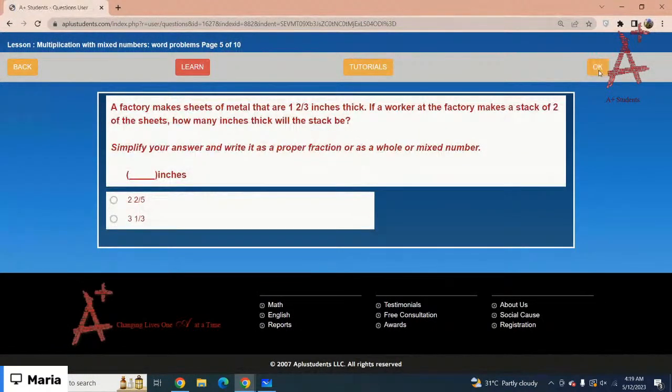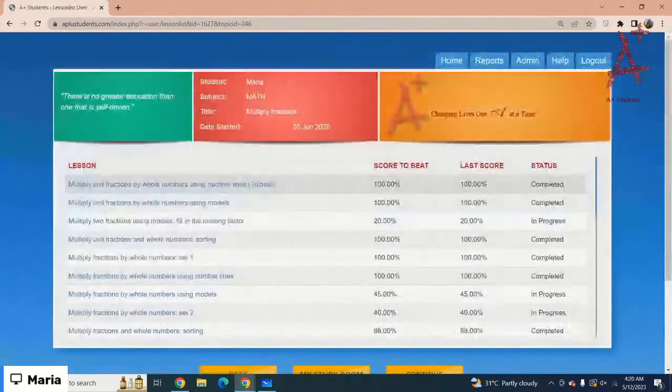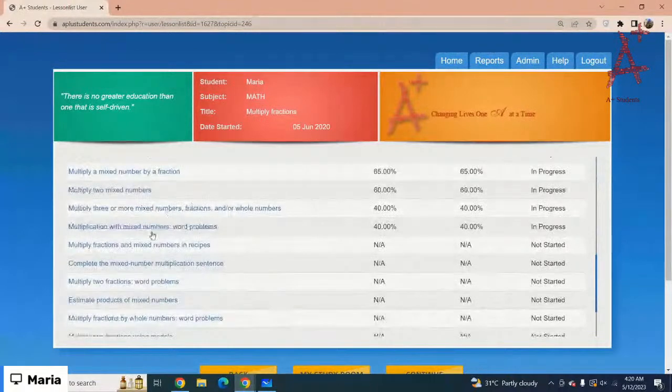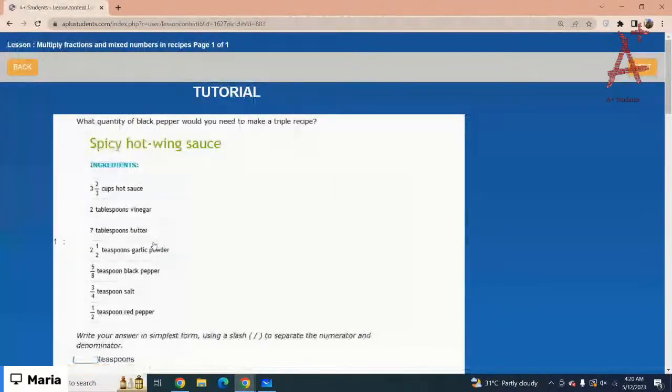Okay, you can complete that test by yourself later today. Let me just move on to the next lesson. Okay, the next lesson is multiply fractions and mixed numbers in recipes.